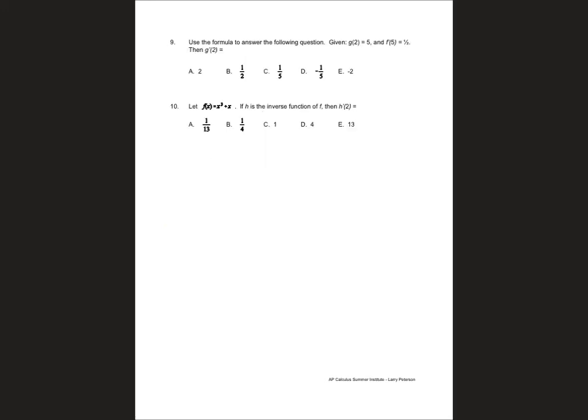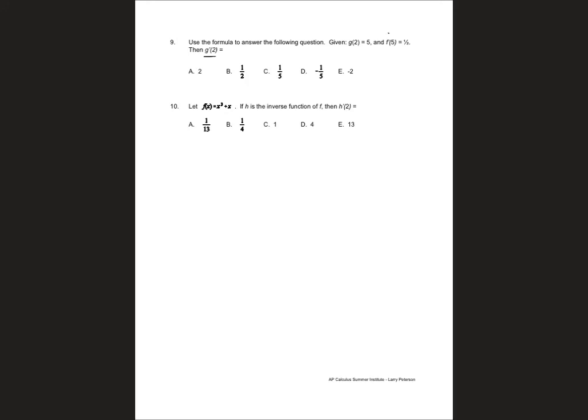Now the next two are actually some multiple choice questions from earlier AP exams where they're asking you to use this idea of finding the derivative of an inverse. So kind of interesting here, we know g of 2 is equal to 5, and we know that f prime of 5 is a half. How then can we find g prime of 2?